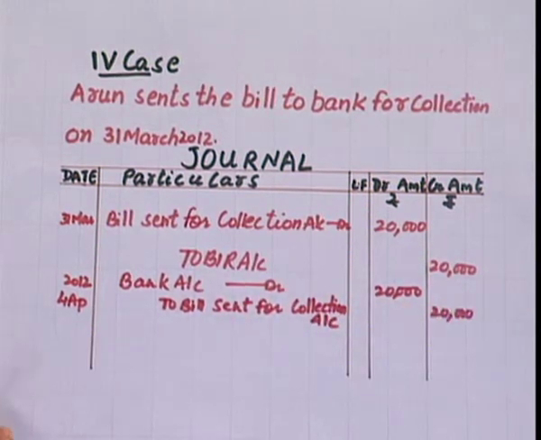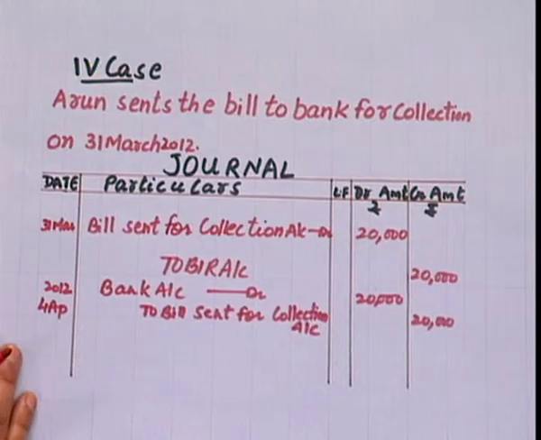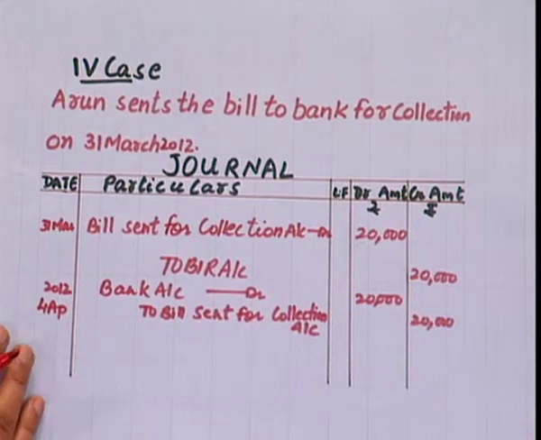So, these were the 4 cases whenever the drawer draws the bill. The first case was that he can retain the bill with him till the date of maturity and receive the amount directly. Second was that he can send the bill to his banker for collecting the bill. Third was he can get the bill discounted from the bank, and the fourth was he can endorse the bill in favor of his creditor.